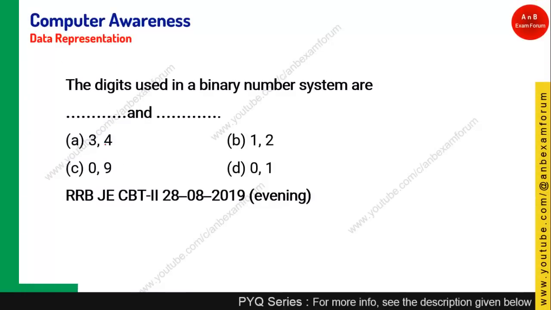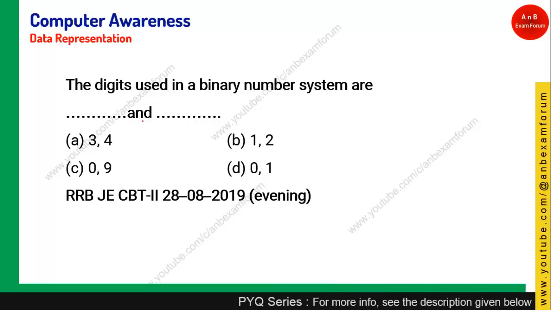Quickly moving to the next question: the digits used in the binary number system are which? In the previous question we have already seen that the binary number system uses bits, and bits are basically 2 in computers, 0 and 1. So option D is the right answer.